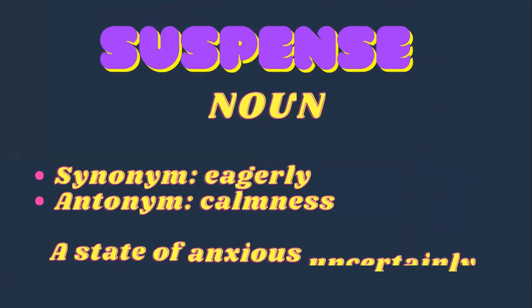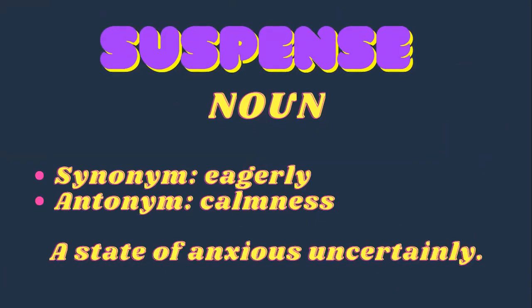Okay, first of all, it's a noun. Suspense, you need to be eager to know. You want to know eagerly. Well, antonym calmness, a state of anxious uncertainty. A state of anxious, yani to be anxious, yani to be very worried. Anxious, yani very worried, uncertainly. So this is called suspense.